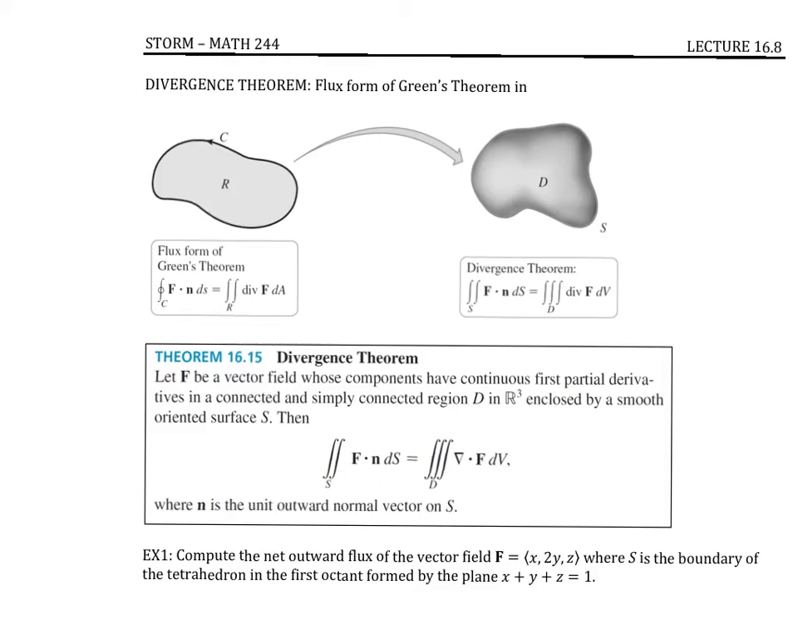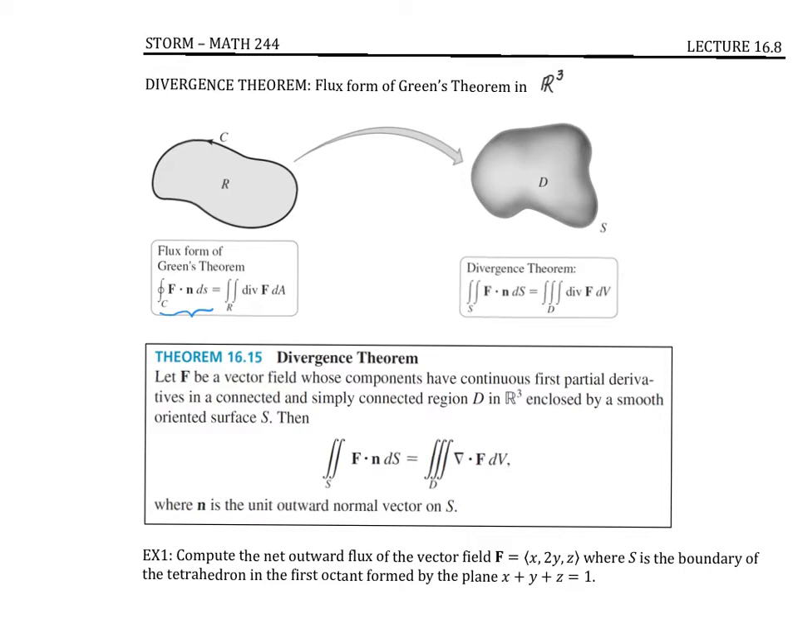In section 16.8, we're going to extend our flux form of Green's theorem from two-dimensional space to three-dimensional space. Here at the top it says divergence theorem, flux form of Green's theorem in, and I don't know why, but three-dimensional real space was left off. If you look at the diagram, we have our flux form that we talked about in a previous section. We could look at it in terms of a line integral.